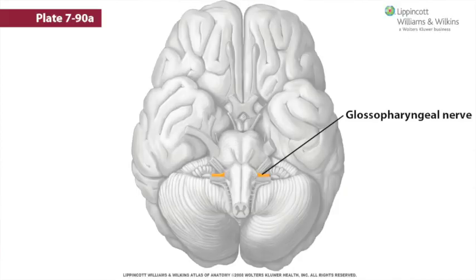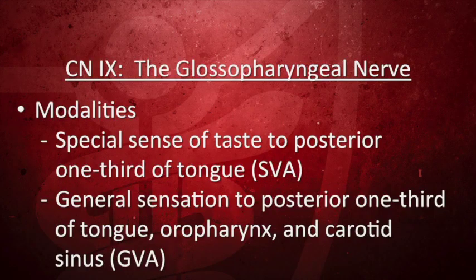Cranial nerve 9, the glossopharyngeal nerve. The 5 modalities carried by the glossopharyngeal nerve are the special sense of taste to the posterior 1/3 of the tongue, special visceral afferent. General sensation to the posterior 1/3 of the tongue, the oropharynx, and the carotid sinus, general visceral afferent.